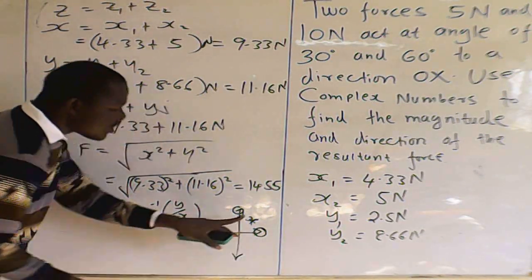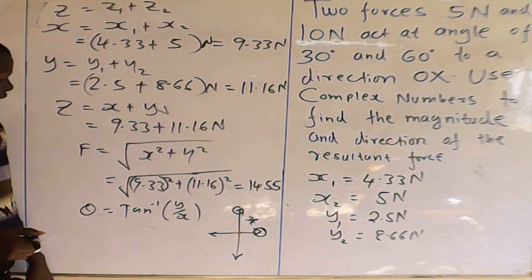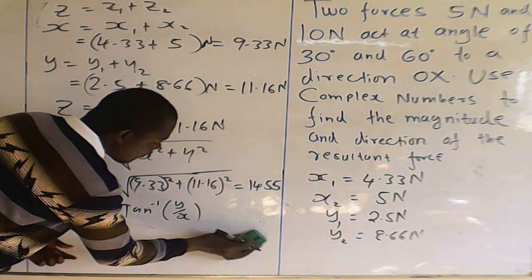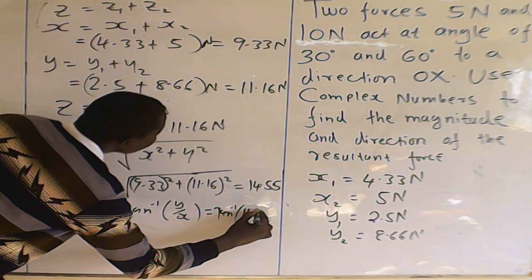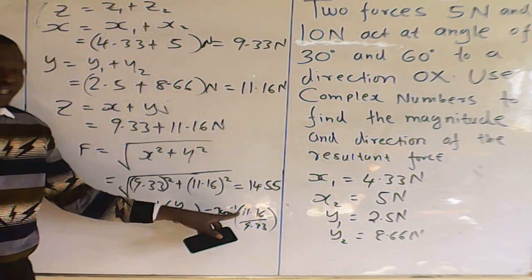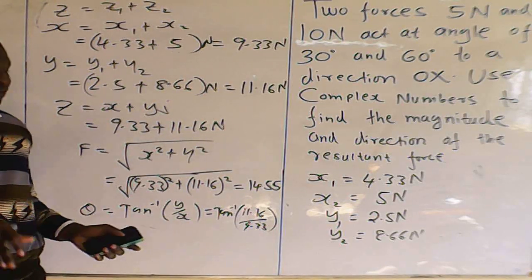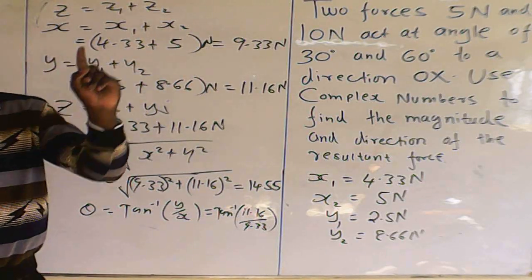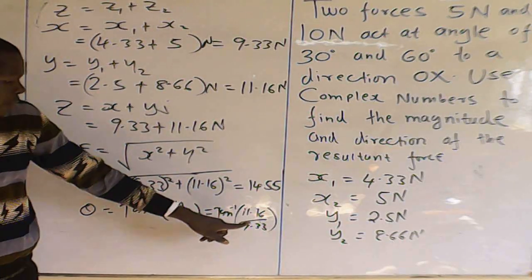So it means the resultant force is in the first quadrant. So the angle you are looking for is in the first quadrant, because y over x is tan inverse of 11.16 over 9.33. You can see this is positive. Tan is positive in two quadrants, but we are not interested in the angle of those two quadrants. We are interested in the direction where the resultant complex vector lies, which we found is in the first quadrant. So we want the angle in the first quadrant.